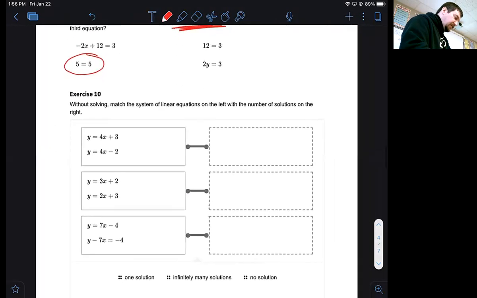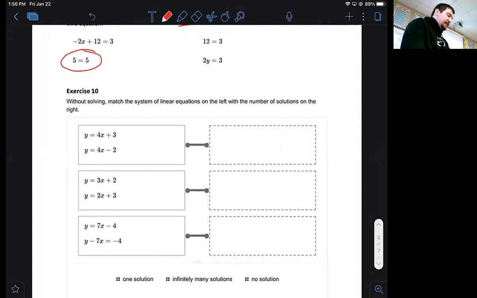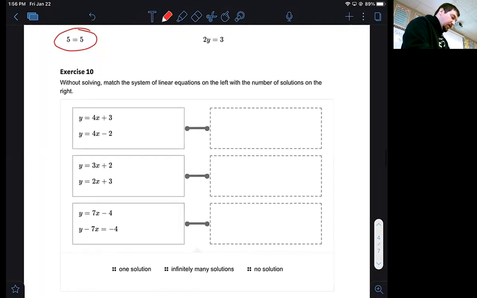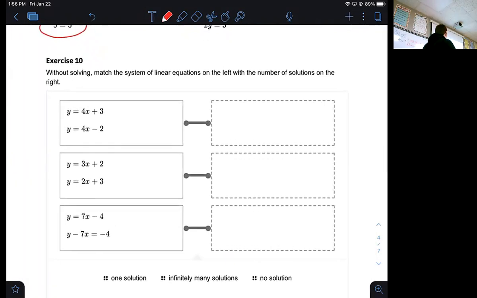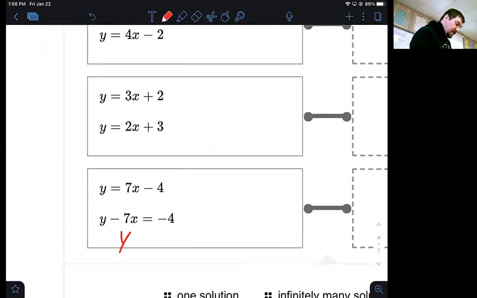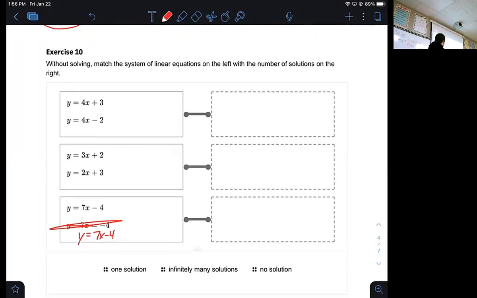Number 10, without solving, so just save us some time, match the system of linear equations on the left with the number of solutions it has on the right. To do this, they're all in slope intercept. Well, not quite. Let's go ahead and this would be y equals, Ashton? 7x minus 4. Okay, so now that they're all in slope intercept form, same slopes? Okay, then something's off, right? Something's special, we'll call it special. Same y-intercepts? No, so this one is no solution.